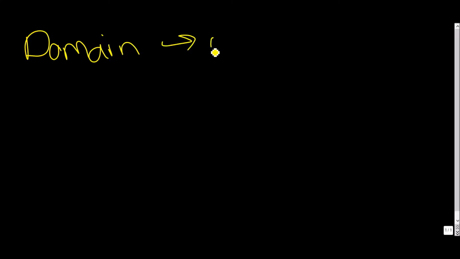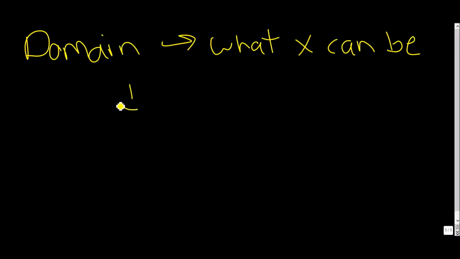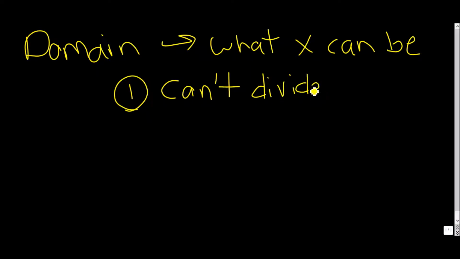What x can be. Now, obviously, x could be some other variable like r or t or something else, but it's whatever your independent variable is going to be. Now, usually the only things that are going to stop your domain, there's 3 things, and the third one is not going to come up for a little bit. The first thing is, you can't divide by 0.